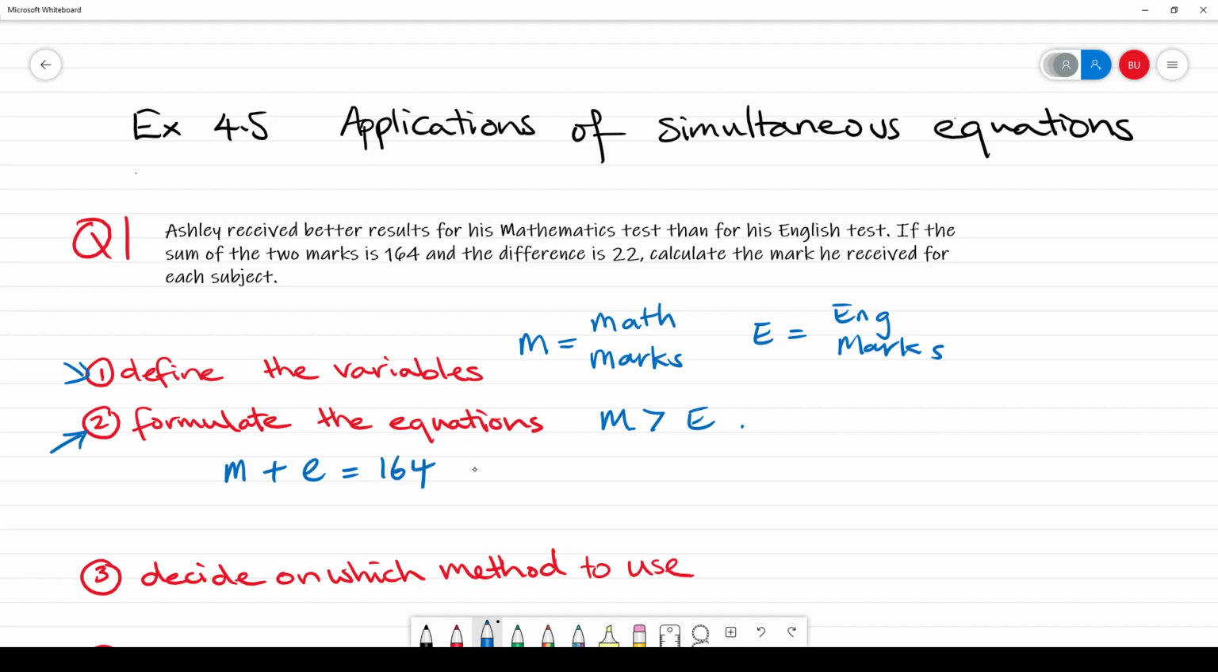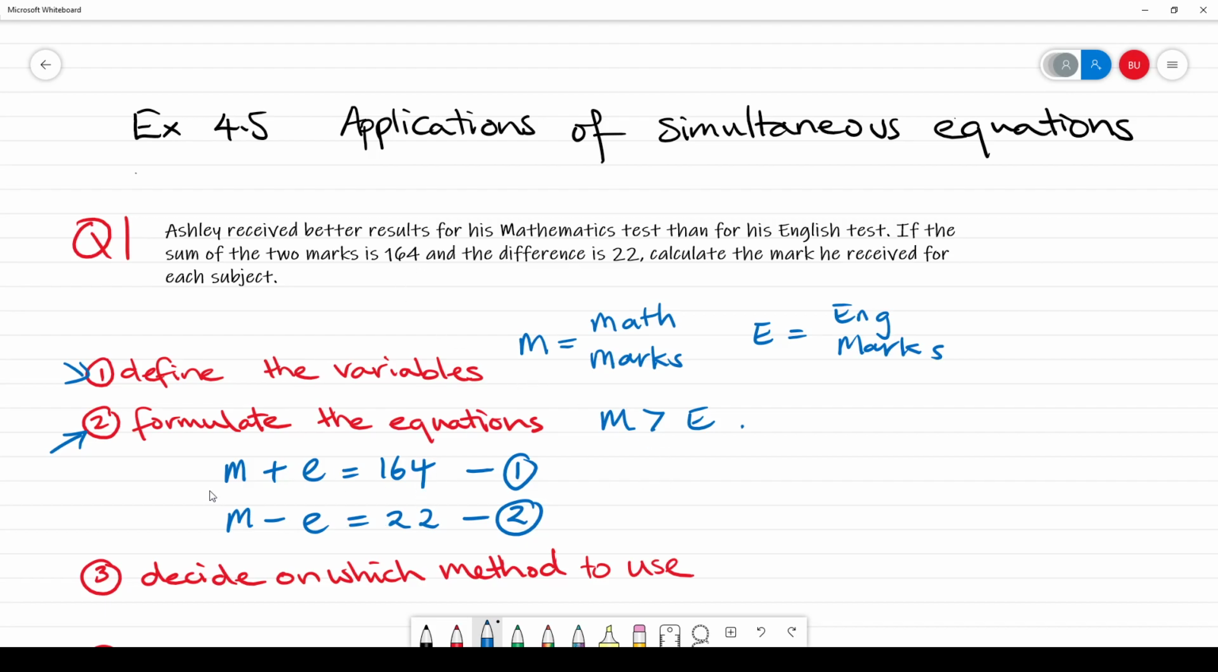Let's call this the first equation. And the difference is 22, so that means m take away e equals 22, and we call this equation 2. You could do e take away m, but it wouldn't be 22 because it will be negative, right? If you're taking a bigger number from a smaller number, you're going to get a negative answer. So it has to be m take away e.